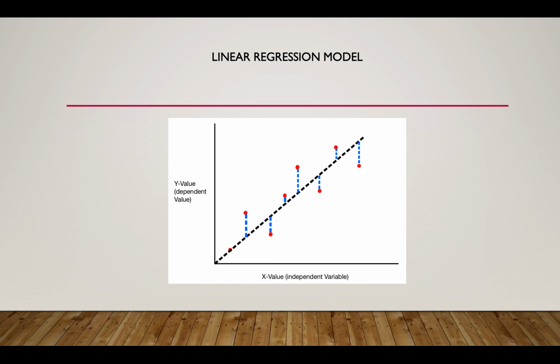And these errors are represented by these blue dotted lines that you can see here on the graph. The line that has the least amount of errors is considered the line of best fit, and is the line that is used to represent the linear relationship between two different types of variables. And it could be more variables at times depending on the situation.